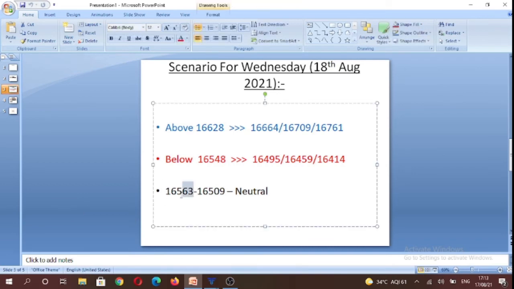I'll repeat again. The neutral price range for tomorrow is 16,628 to 16,548 on the index, in which one can refrain from making any trades on the index. And conservative traders can altogether stop trading below 16,628, as it would not be advisable to initiate short intraday trades, as they would be counter trend trades and those would be aggressive trades as well.